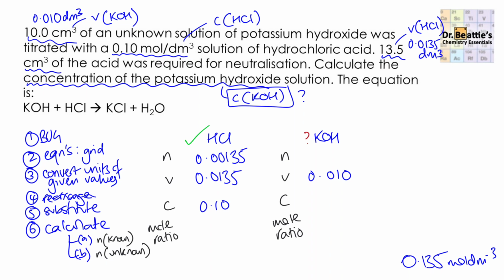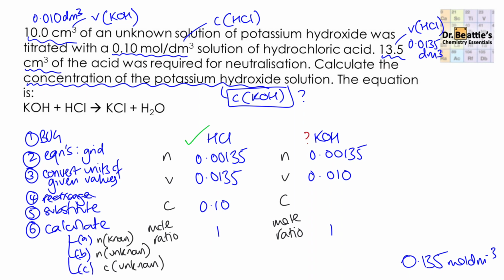Do this by looking at the symbol equation and the mole ratios. Well, it's 1 mole of potassium hydroxide to 1 mole of HCl. Relationship of 1 to 1 means that the number of moles of the unknown is also 0.00135 that reacts with the acid on neutralization during the titration.